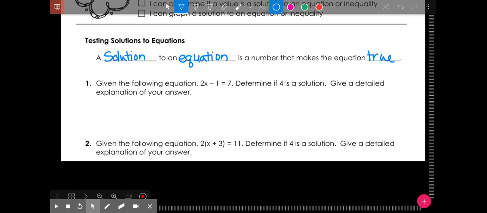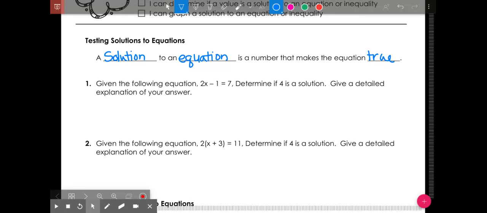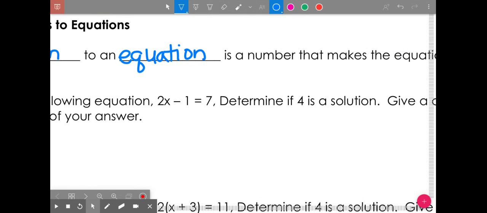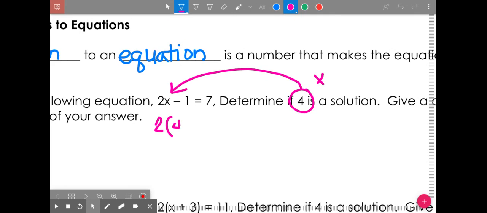All right, so here's what we do. We have an equation, 2x minus 1 equals 7, and we want to know if 4 is a solution. So one of the fastest ways to figure this out is to test it by letting 4 be the x. So 4 is going to be the x. We are going to put the 4 in for the x. So that will be 2 times the 4 minus 1 is 7. And we want to know if that is true or not.